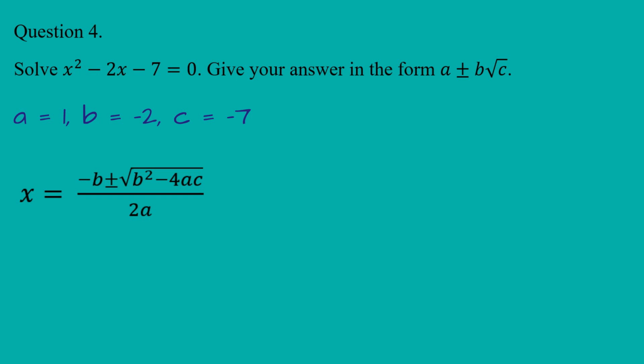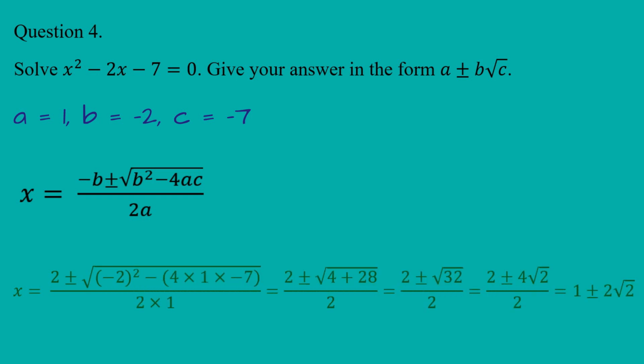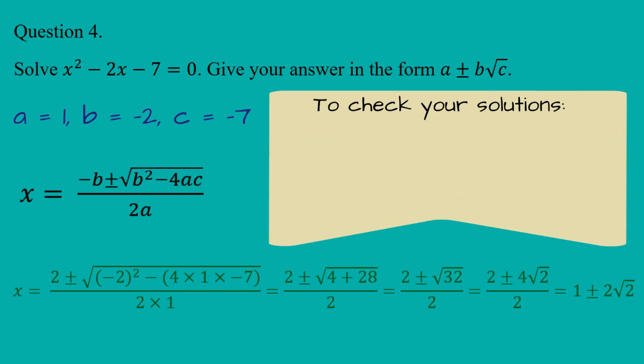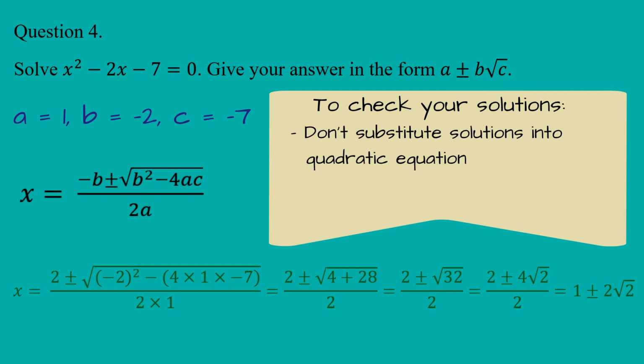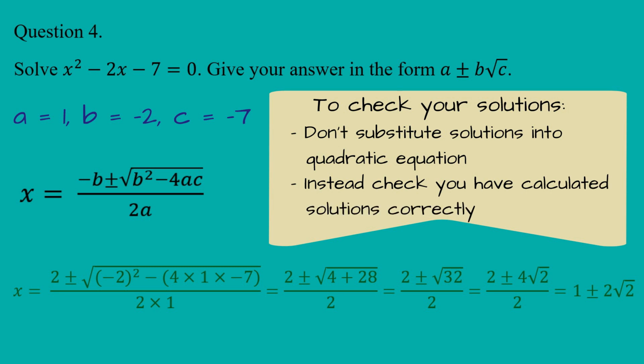Under the square root we get minus 2 squared minus 4 times 1 times minus 7. This gives the root of 4 plus 28, which is the root of 32. As 32 is 16 times 2, this simplifies to 4 times root 2. As b is minus 2 and a is 1, we get x equals 2 plus or minus 4 root 2 all over 2. Dividing everything by 2 gives x equals 1 plus or minus 2 root 2, the answer in the form asked for in the question. As your answer is in the correct form, and substituting the solutions back into the quadratic equation to check them would be too time-consuming, for this question just double-check your calculations to check your solutions are correct.